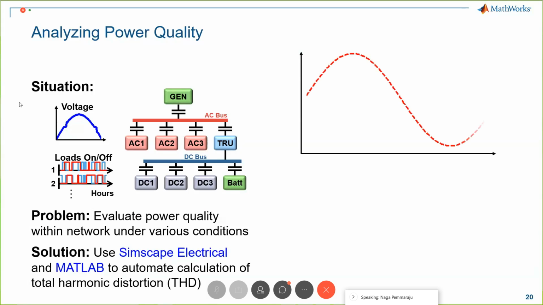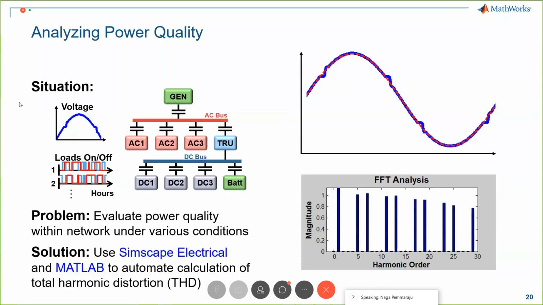So if it's a simple plain system, I have a nice sine wave, as you can see. But the moment we introduce more of this switching, and also understand the impact of the loads, a lot of harmonics come into the picture. We need to analyze those harmonics, like probably we'll be doing an FFT analysis of the data. So we use Simscape Electrical and MATLAB to understand these aspects of it, and further analyze our power quality.